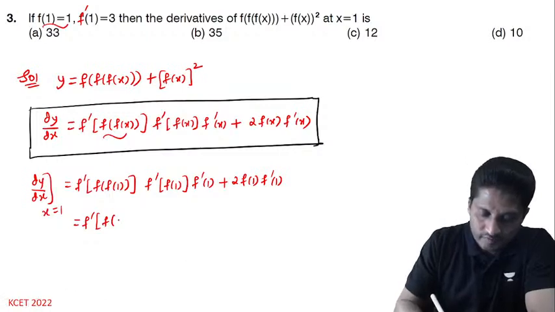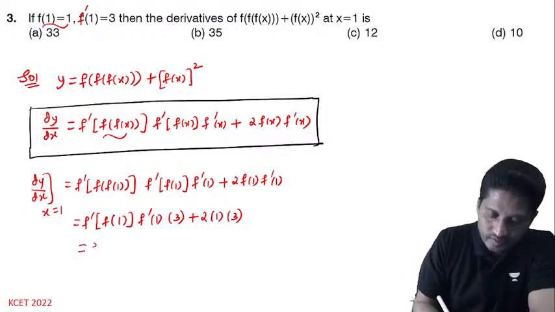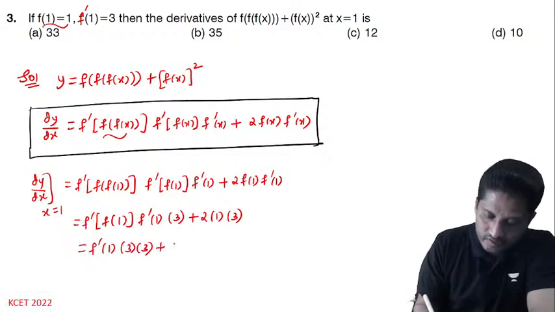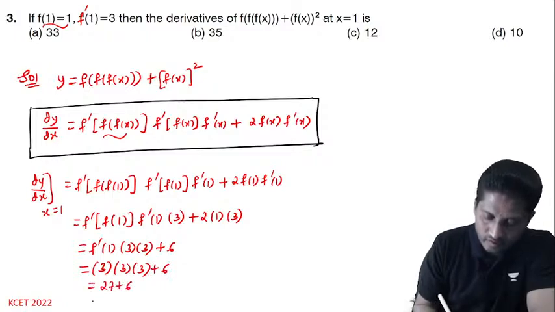Now f of 1 will be equal to 1, f dash of this is 1, and f dash of 1 is 3, plus 2 into f of 1 is 1, and f dash of 1 is 3. Again f of 1 is 1, f dash of 1 is 3. This is 3 plus 6. Again f dash of 1 is 3. You get 3 into 3 into 3 plus 6. 27 plus 6, which is equal to 33.